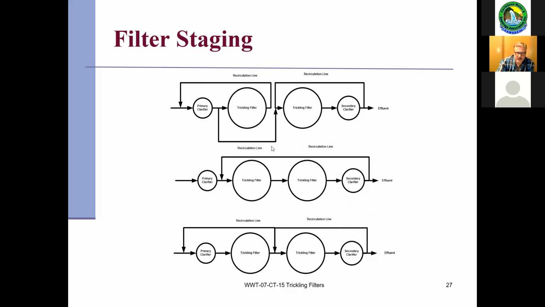Depending on the systems, your recirculation lines vary in location as well. This one, for example, is taking the recirculation rate right off the effluent and bringing it back to the beginning of the whole trickling filter process.